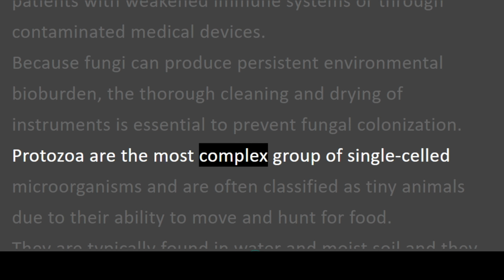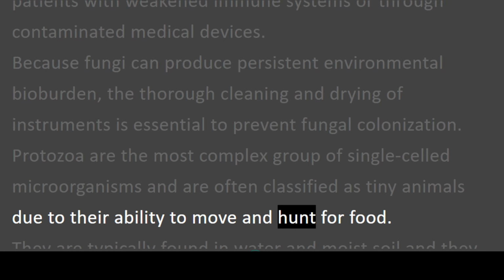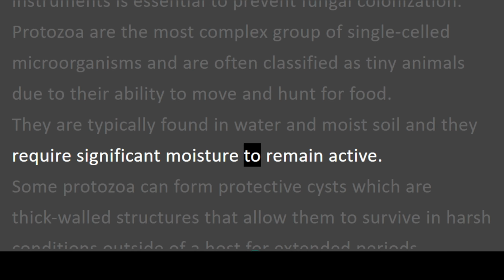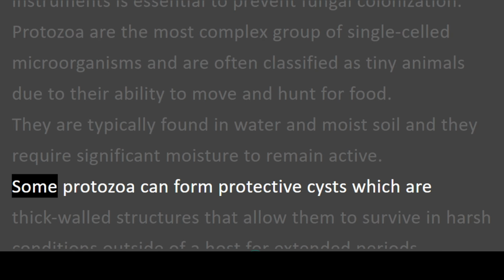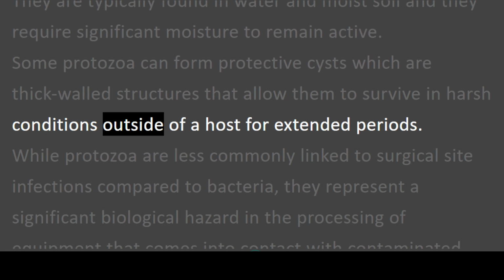Protozoa are the most complex group of single-celled microorganisms and are often classified as tiny animals due to their ability to move and hunt for food. They are typically found in water and moist soil, and they require significant moisture to remain active. Some protozoa can form protective cysts, which are thick-walled structures that allow them to survive in harsh conditions outside of a host for extended periods.